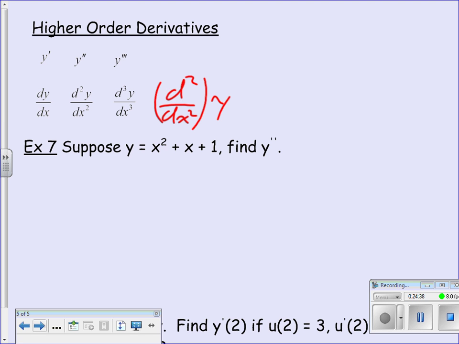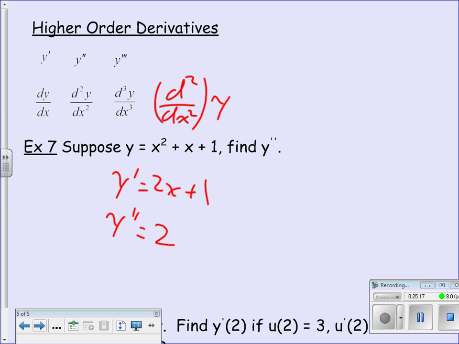So for example, suppose y equals x squared plus x plus 1, find y double prime. Okay, first I have to find y prime, the first derivative. The derivative of x squared is 2x. The derivative of x is 1. Y double prime is the derivative of y prime. To take the second derivative, you just take the derivative of the first derivative. You want the third derivative, you take the derivative of that, and so on and so forth. It would just be 2.